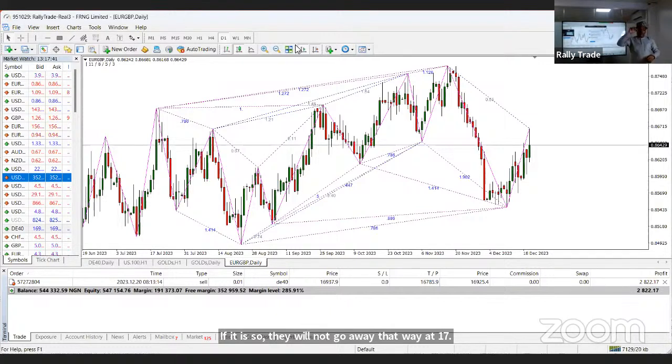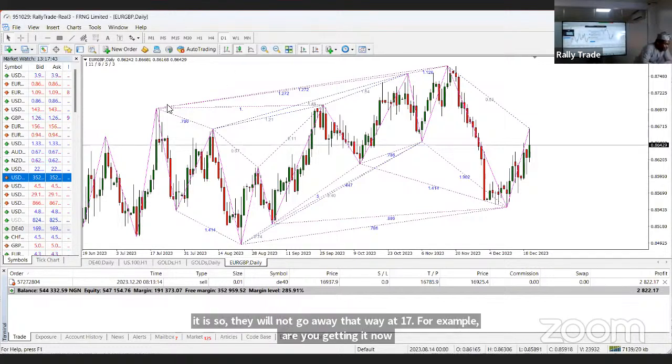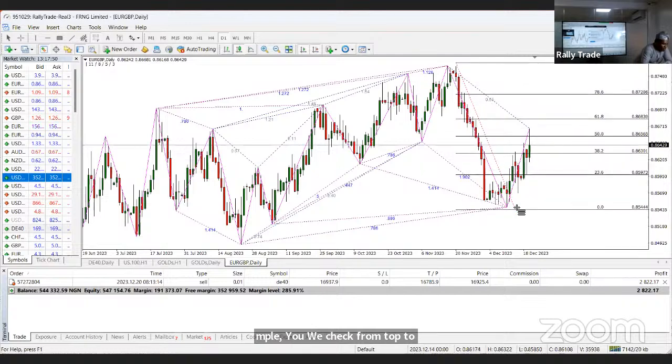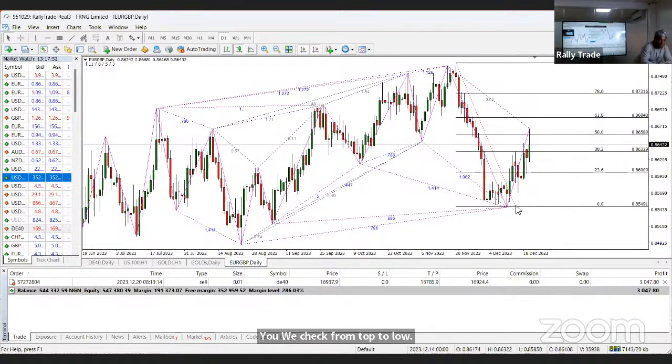Yeah, all of us go to Euro pound so that I can put a pending order on it. We check from top to low. Okay, so this one retraces at 50. So we are expecting it to retrace where? 61. So it's not up to that. So if it continues to push up and it gets to this 61 and it goes down, they'll be waiting for the price to move back to 78. The going down should not be more than 38.2.